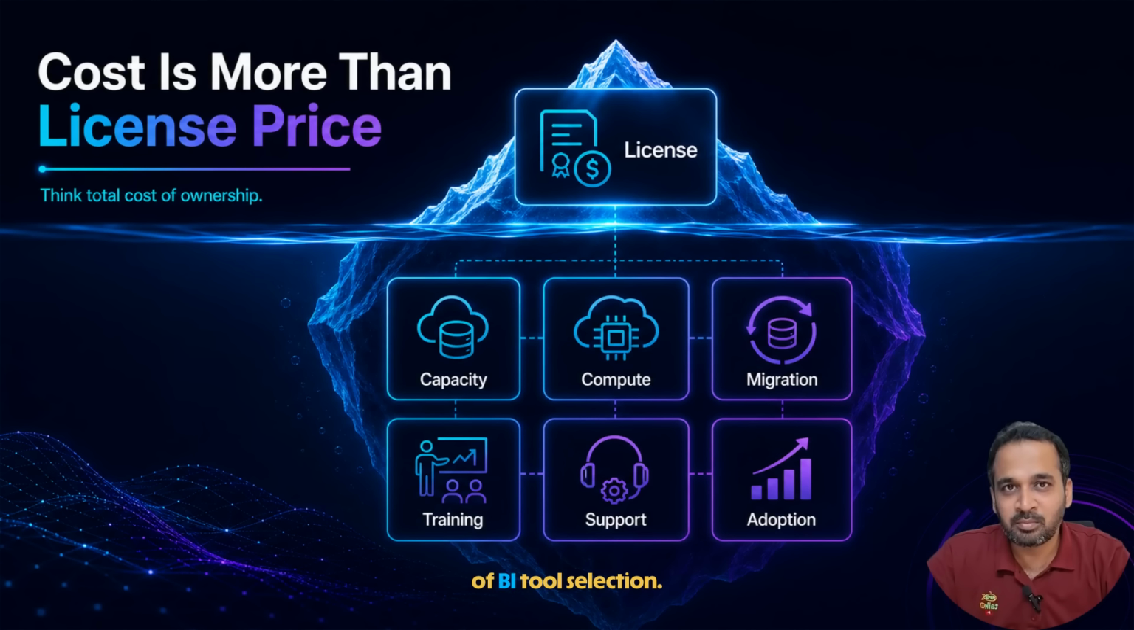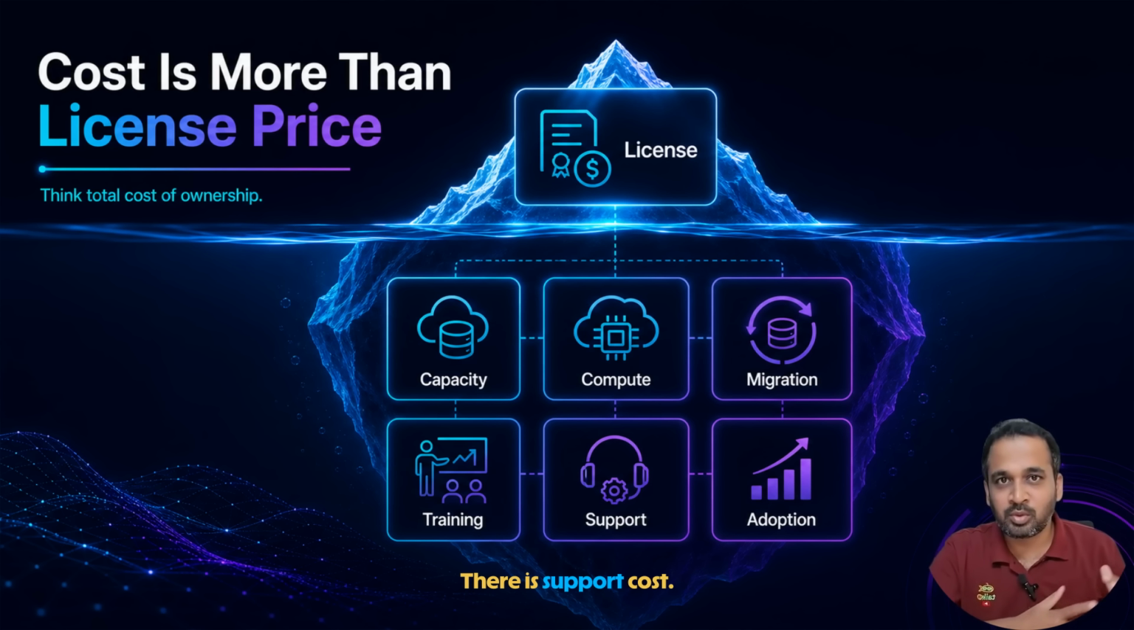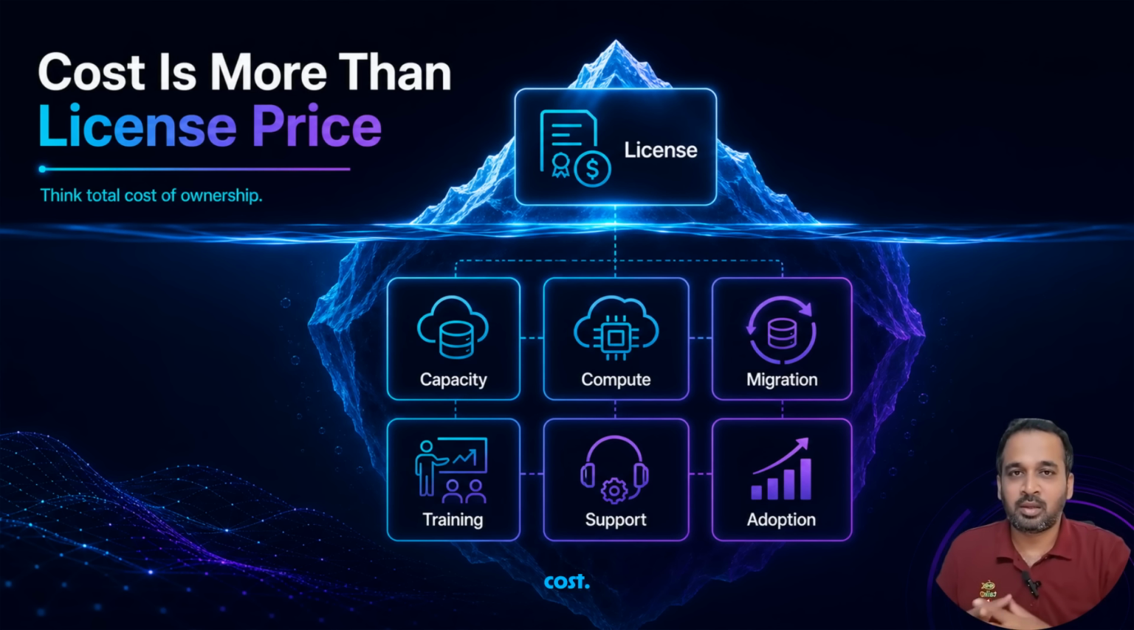Cost is always part of BI tool selection, but cost should not be seen only as license price. In enterprise architecture, we should look at total cost of ownership. There is user licensing, there may be capacity cost, there may be cloud compute cost, there may be storage cost, there is development cost, there is training cost, there is migration cost, there is governance cost, there is support cost, there is performance tuning cost, there is also the cost of poor adoption.